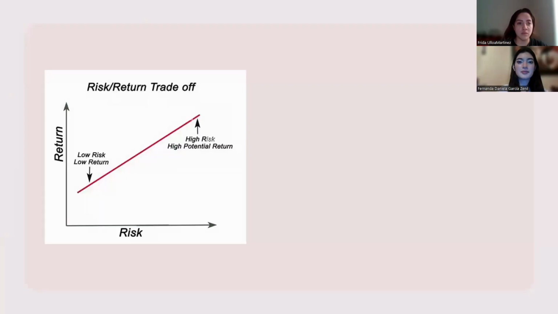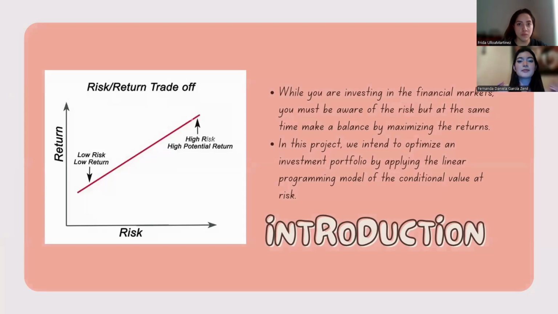So let's start by providing a little introduction to the main problem we are willing to solve here. Basically, we are recognizing that there is a trade-off relationship between risk and return. Whenever we have high risk, we can also expect potential returns that are higher. But whenever we have a low risk, we also expect lower returns. So as investors, we are willing to have higher returns with a lower level of risk. By recognizing this problem, we are willing to optimize our portfolio to maximize our returns while also minimizing the risk.